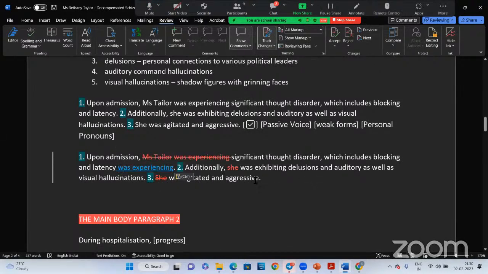This was experienced, will go from here to here. Okay, now let us see. Significant thought disorder, which includes blocking and latency, was experienced.